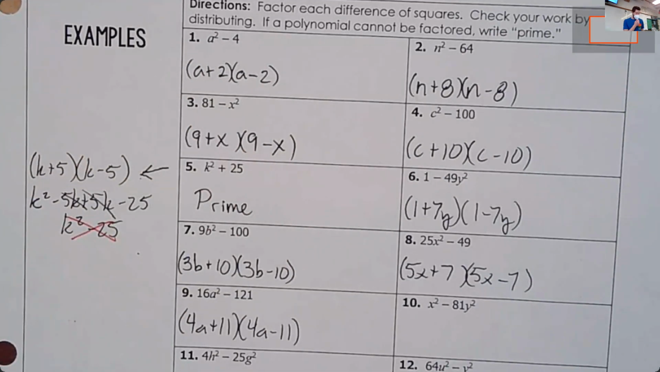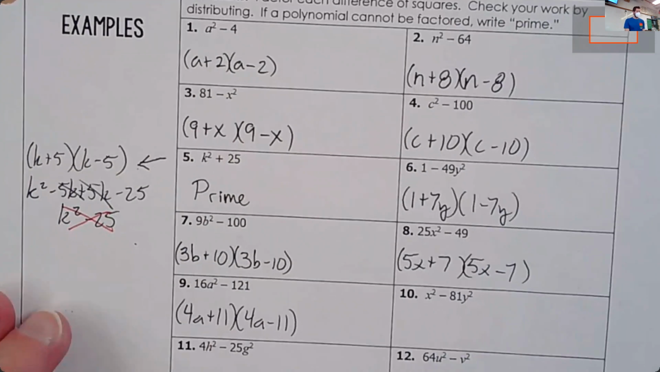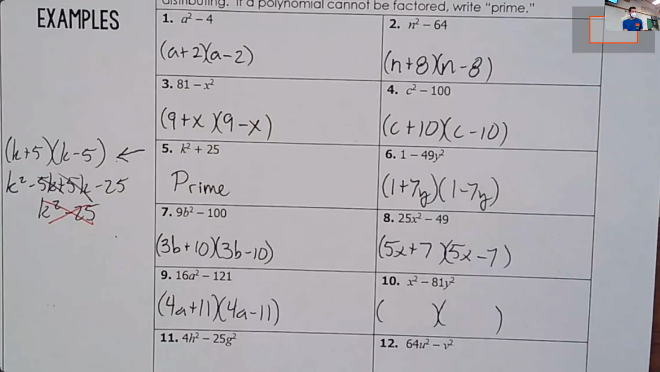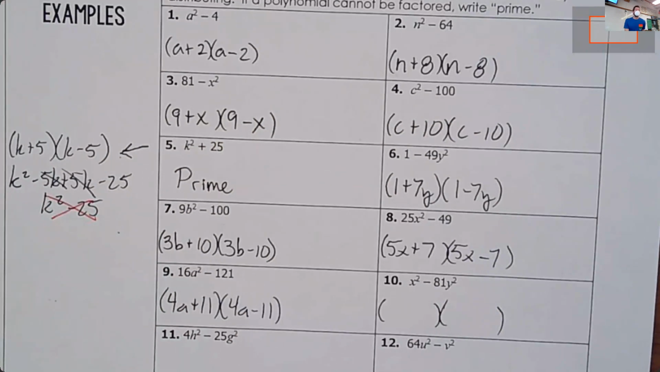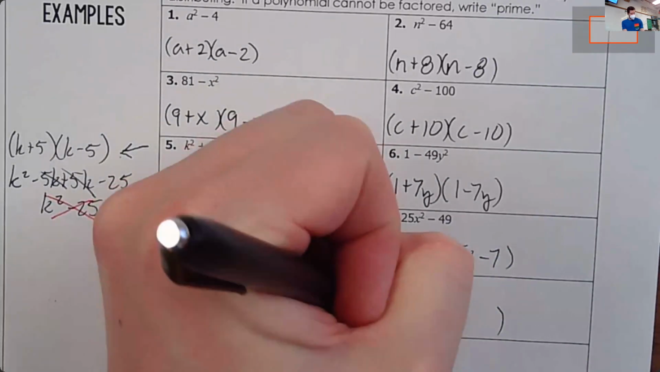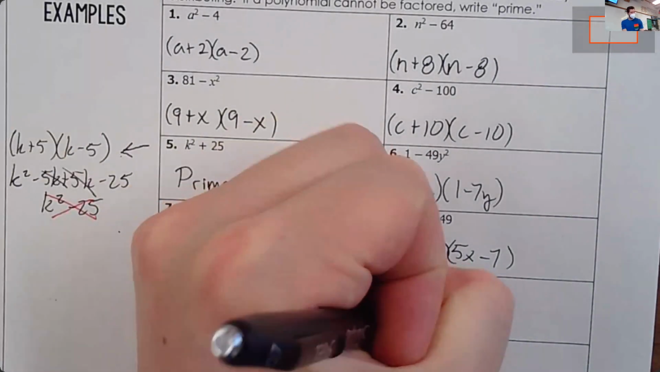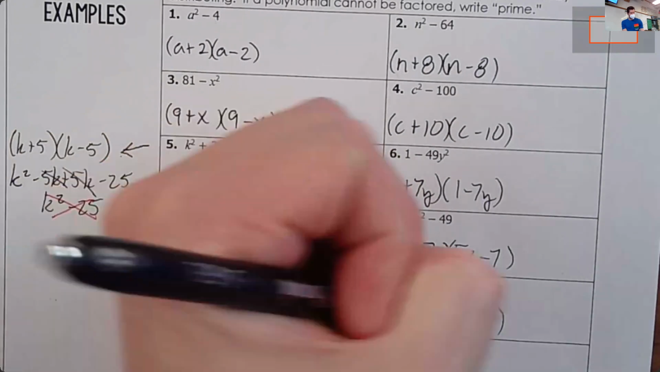Next, let's see. Lou, help me out with number 10. Let's do the x first, though. We'll come back to the 81. So what times itself equals x squared? Yeah. So x, and then we're going to have a plus and a minus. And then what can you multiply together to equal 81? 9. There you go. So we're going to have x plus 9y and then x minus 9y.